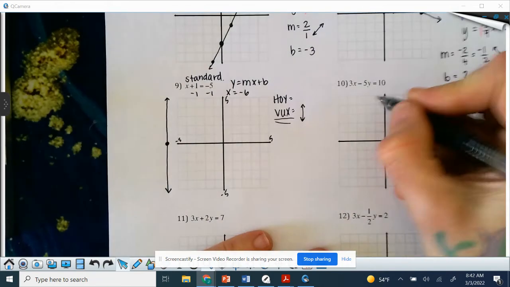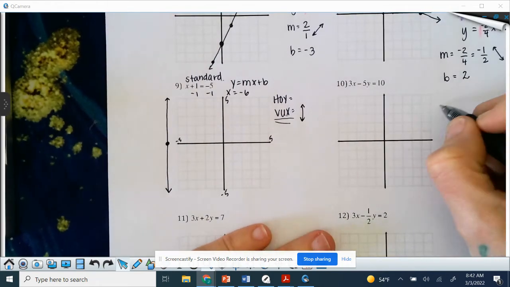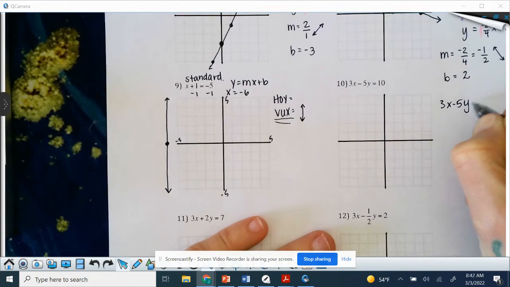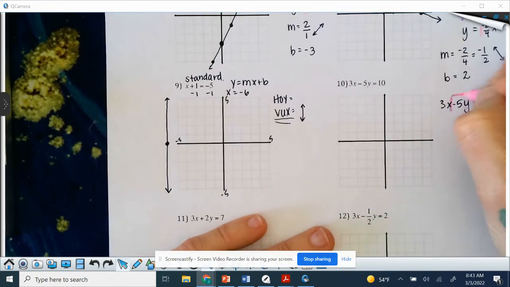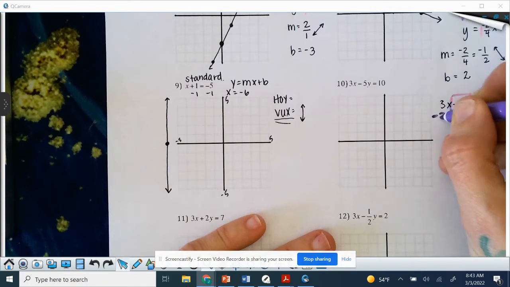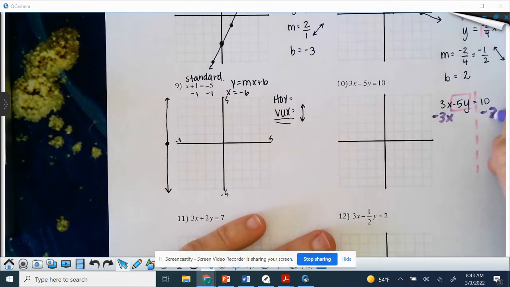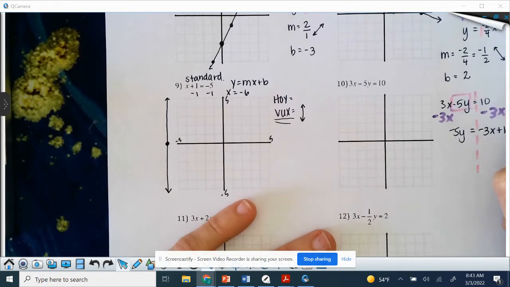So number 10, we're going to get y by itself. So 3x minus 5y equals 10. Again, we're going to identify our y. Put our line of great divide, so we know every time we cross it, we have to do the opposite. We're going to move x. It's 3x, and it's positive, so we're going to subtract to move it. So we have negative 5y equals a negative 3x plus 10.